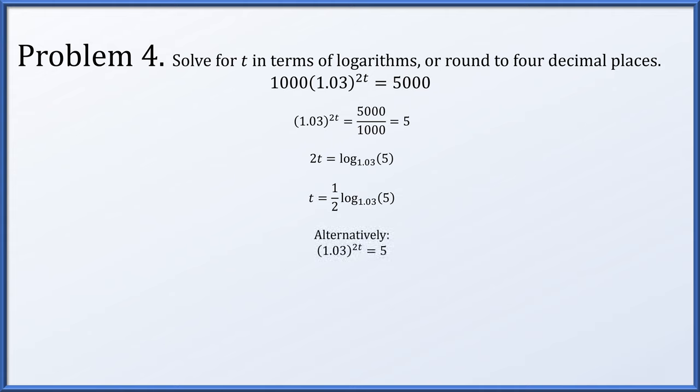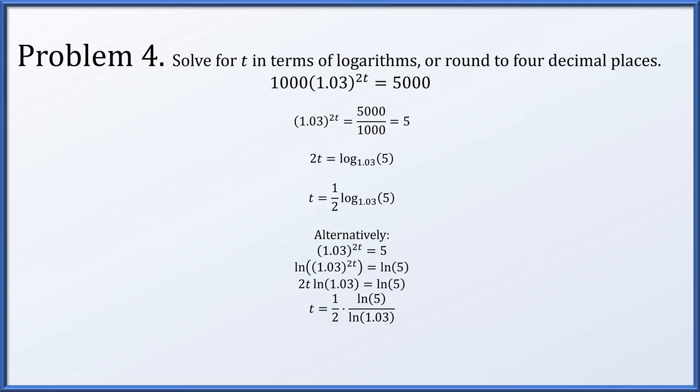Another way to do the same problem, from the step 1.03 to the 2t equals 5, is to take a logarithm of any base of both sides. I'm going to use the natural logarithm. On the left we have the natural log of something to a power, so that power can be brought out as a scalar multiple. So now we have 2t times the natural logarithm of 1.03 is equal to the natural log of 5.